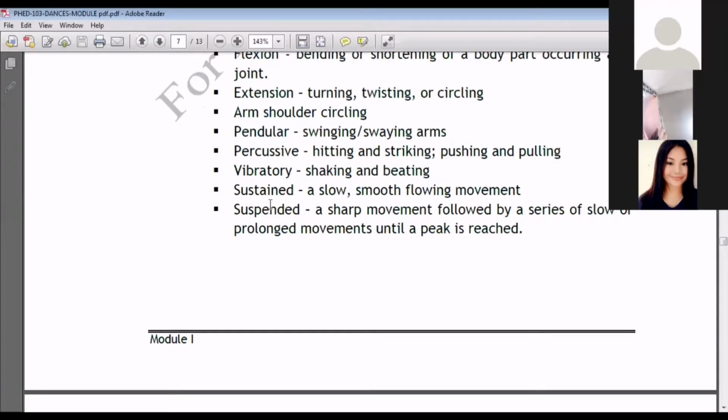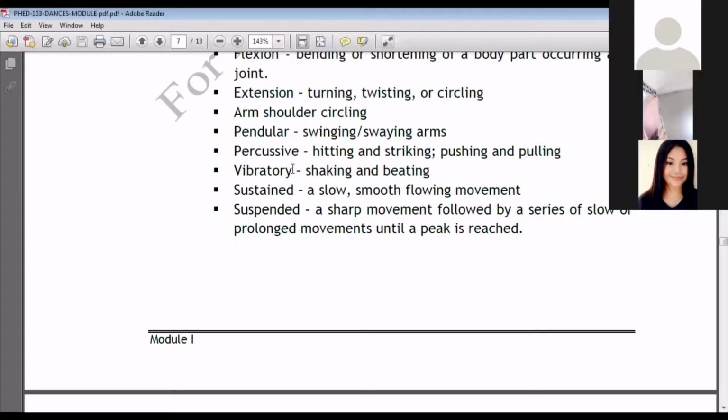Next, percussive. Percussive non-locomotor movement is when you strike, you push, you pull, you clap your hand, you tap your knees. Okay, yun yung percussive. Yung movements ng katawan na merong nakikreate na sound. Pushing, pulling, striking, hitting. Or kung hindi paa, kamay. Kung hindi kamay, paa. That's it.